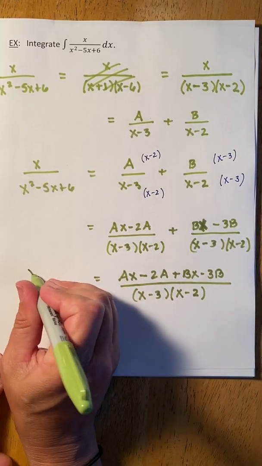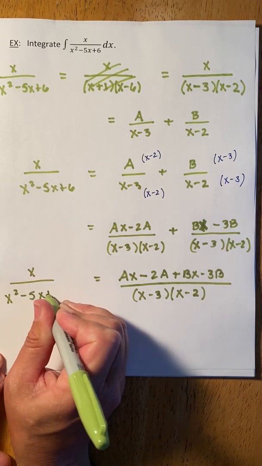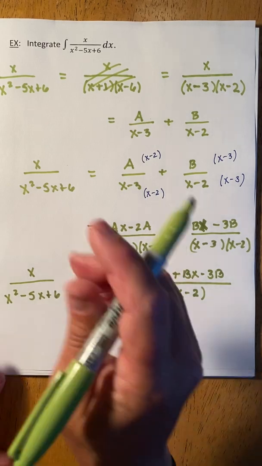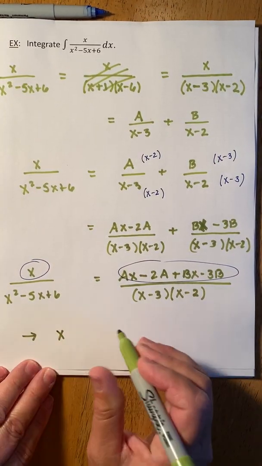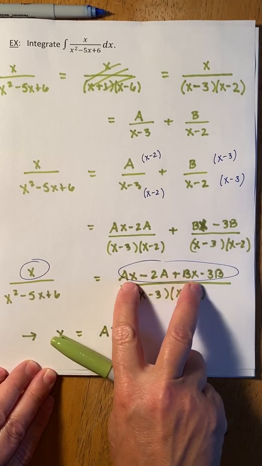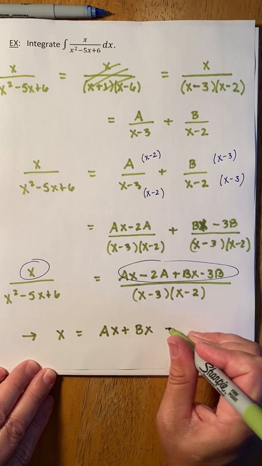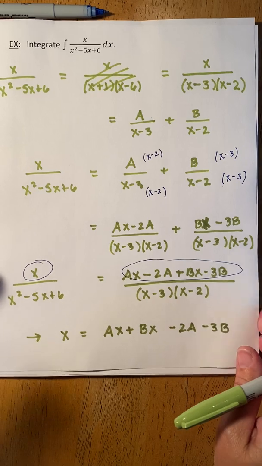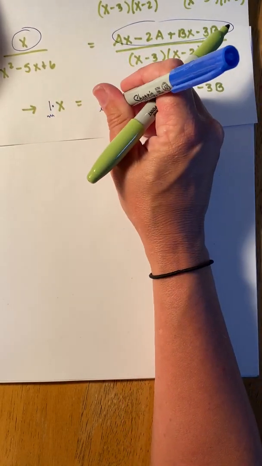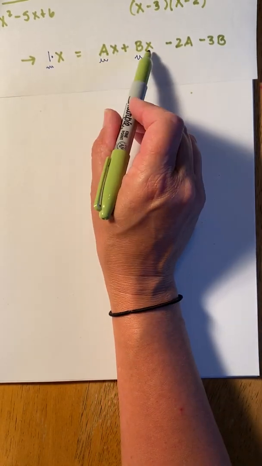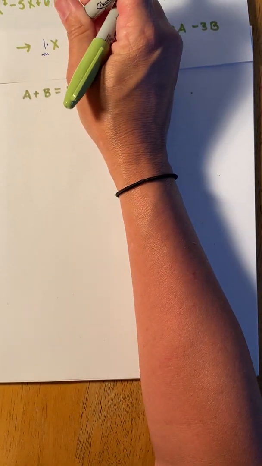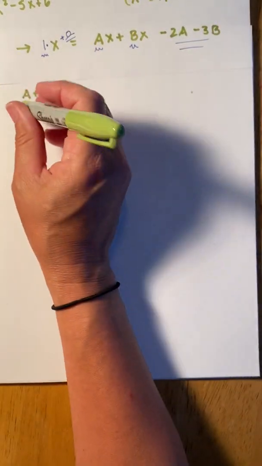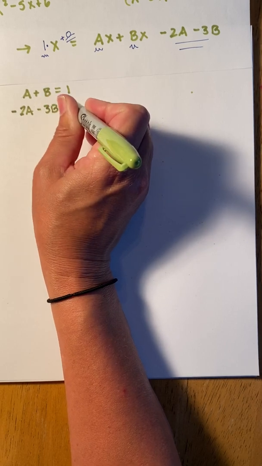So now we have that this is equal to x squared minus 5x plus 6. Those are the same denominator, so we set our numerators equal, and then we solve for a and b. So x is equal to ax plus bx, I'm going to rearrange these right now to save a line, minus 2a minus 3b. So we look at what's in front of x. The coefficient in front of x is 1. So a plus b must be 1, because if we add a x's and b x's, it should give us 1 x. So we get a plus b equals 1. And the constant term here that we don't see is plus 0. So negative 2a minus 3b equals 0.